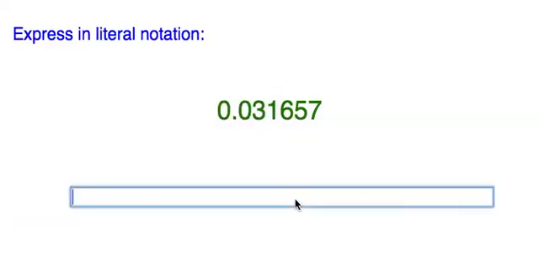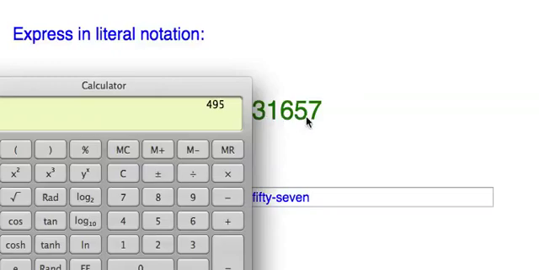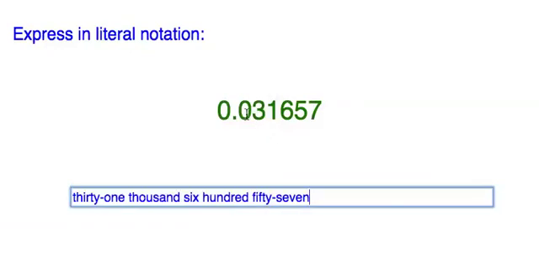So I'm going to write that. 31,000, and then 657. But I'm not finished. The next step is we want to say, what's the last decimal place? Tenths, hundredths, thousandths, 10,000ths, 100,000ths, millionths. So the 7 is in the millionths place, and we just have to write that. And that is it.